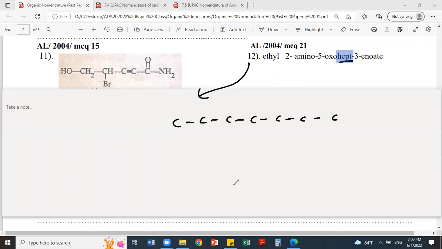Okay, now you can check. Now it's enoate. Enoate means there's a double bond also, beginning at the third carbon. So this is C double bond O, the ester group, and this side you have the C2H5 ethyl group. This is the ethyl group. So this is the ester, that is the oate. That's how you name the ester. You can check 7.5, the priority list. Then 5-oxo. So I will number the chain now.